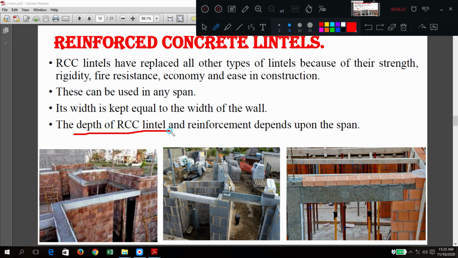So depth of RCC lintel reinforcement depends upon the span. So if the span is large, you require more depth. If the span is less, you require less depth. But generally, for a residential building, throughout the building the depth is generally kept the same for ease of construction. That's all.